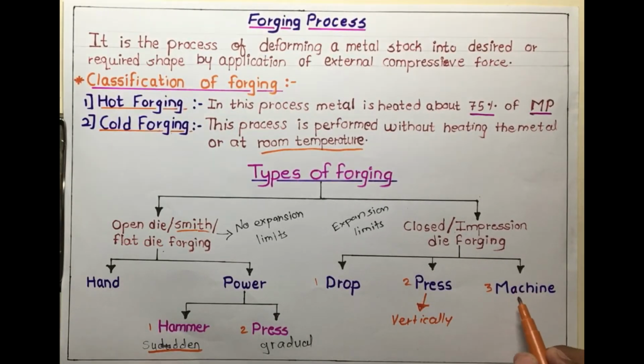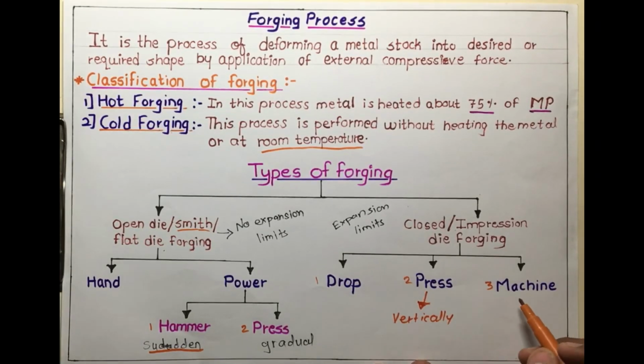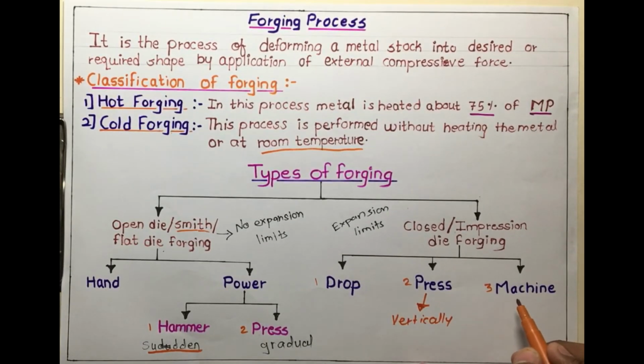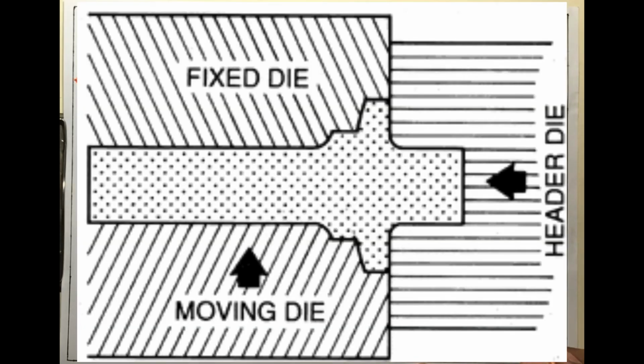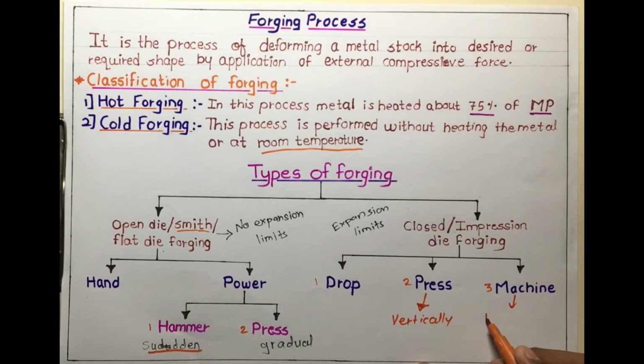And at last we will see the third type, that is machine forging. In this also the compressive loads are applied on the workpiece gradually, but these forces are applied on the workpiece in horizontal direction.